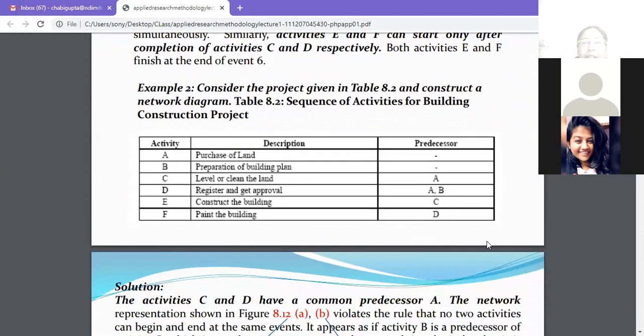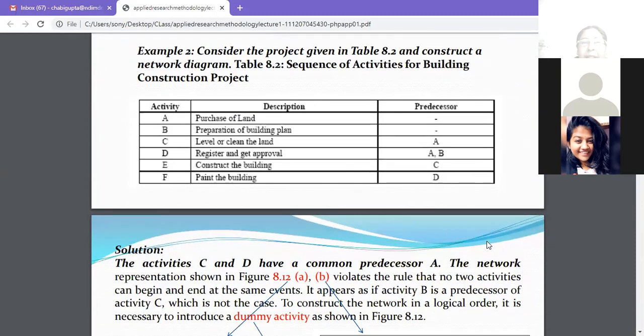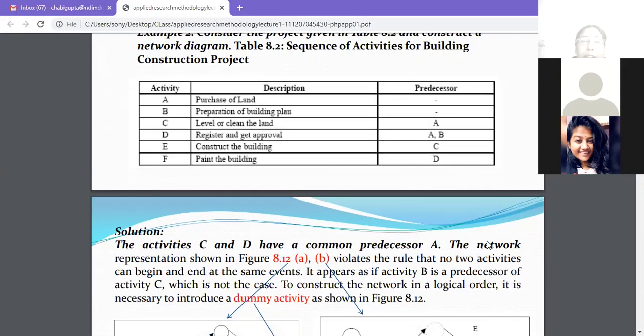Okay. So let's consider this diagram. Activities A, B, C, D, E, F. Purchase of land is given to you. Preparation of building plan. Level or clean the land. Register and get approval. Construct the building and paint the building. Predecessor activities are given to you. Now you see, purchase of land and preparation of building plan are parallel activities. They have no preceding activity, which means you will start from one event. So two arrows will come out of one event. Let's draw this.